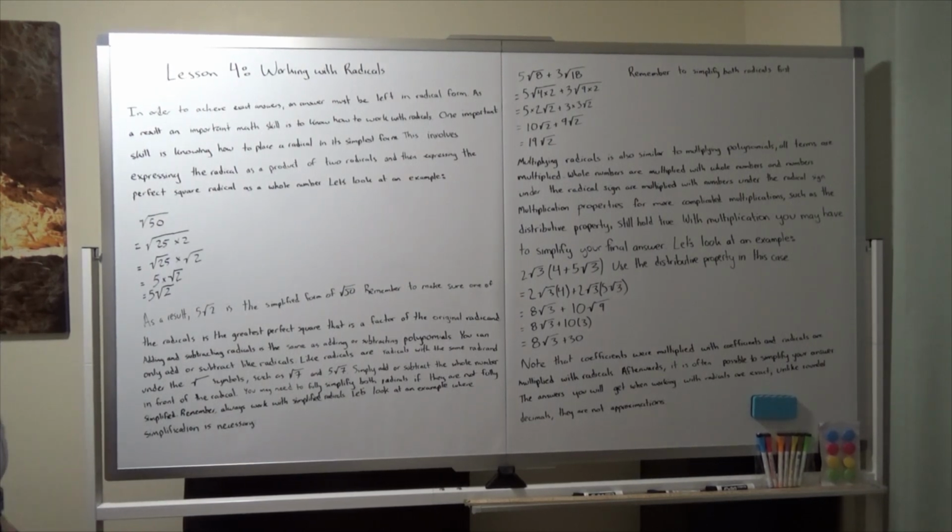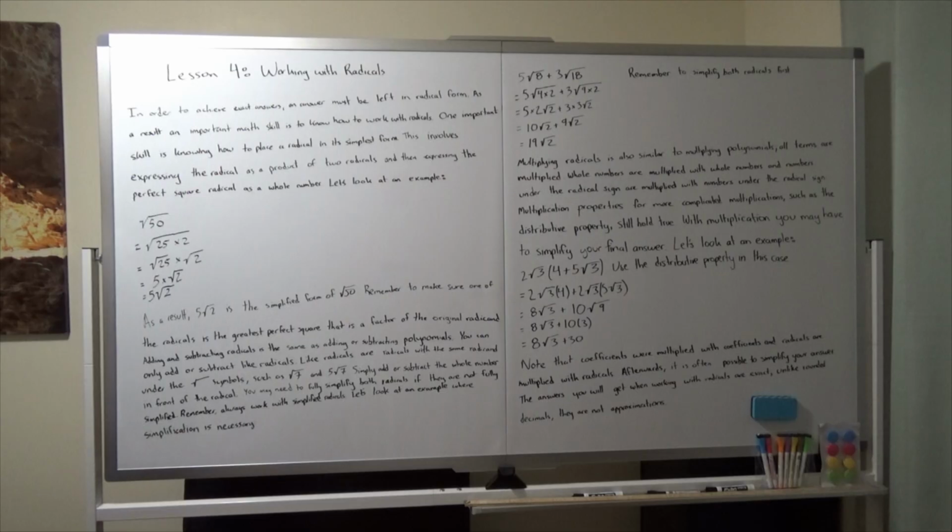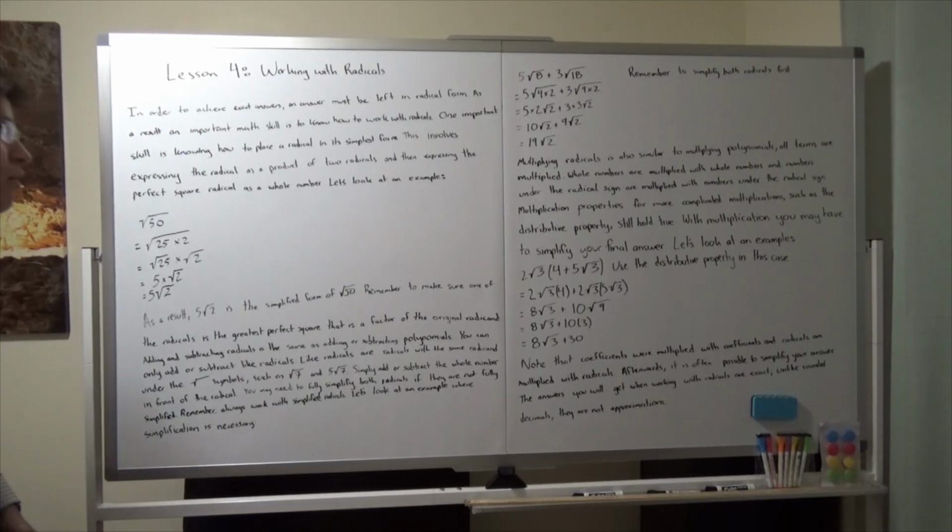Lesson 4. Working with radicals. In order to achieve an exact answer, an answer must be left in radical form. As a result, an important math skill is knowing how to work with radicals. One important skill is knowing how to place a radical in its simplest form.